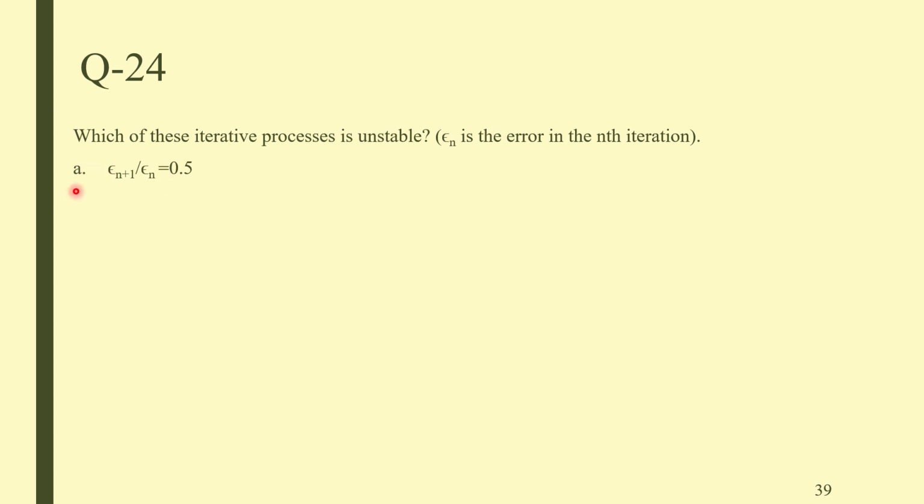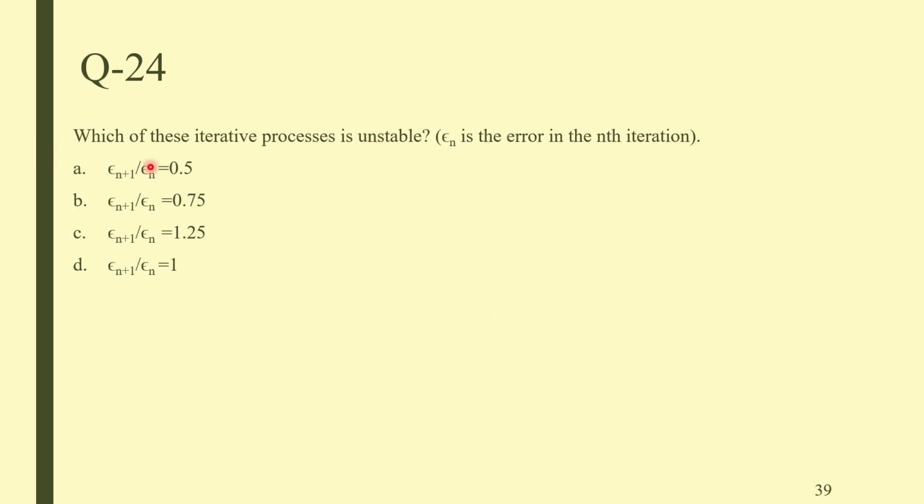So we'll look at the options first. Option A, epsilon n plus 1 divided by epsilon n is equal to 0.5. Option B, epsilon n plus 1 divided by epsilon n is equal to 0.75. Option C, epsilon n plus 1 divided by epsilon n is equal to 1.25. Option D, epsilon n plus 1 divided by epsilon n is equal to 1. If error should be reducing with time, epsilon n plus 1 should be less than epsilon n, or at least less than or equal to epsilon n. So epsilon n plus 1 divided by epsilon n should be less than or equal to 1.